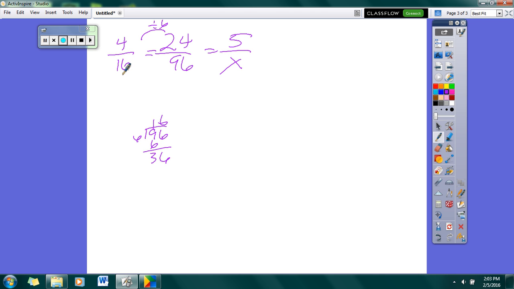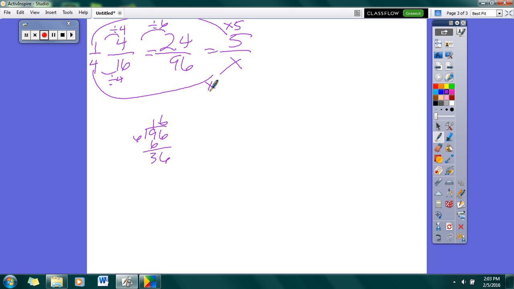16 times, and I can even go lower, because there's a number that can go into both 4 and 16. So I'm going to divide this by 4, divide this by 4. My lowest terms is 1 over 4. So to get from 1 to 5, multiply by 5. To get from 4 to x, multiply by 5. X is going to be worth 20.